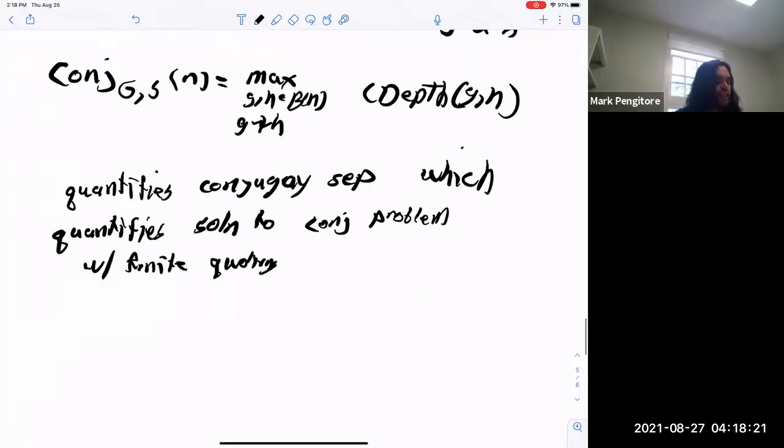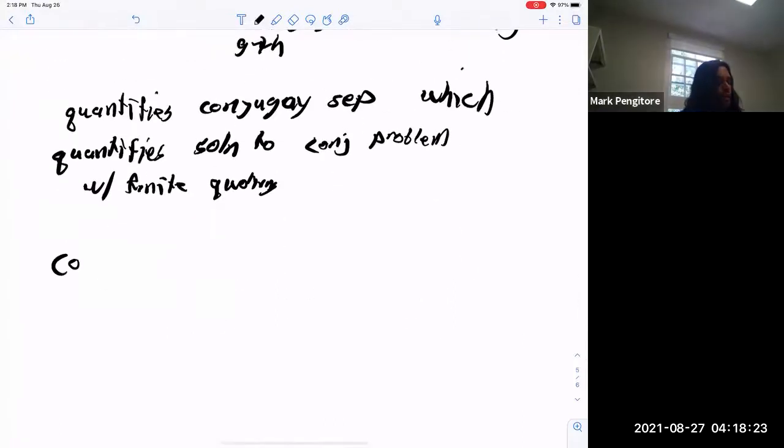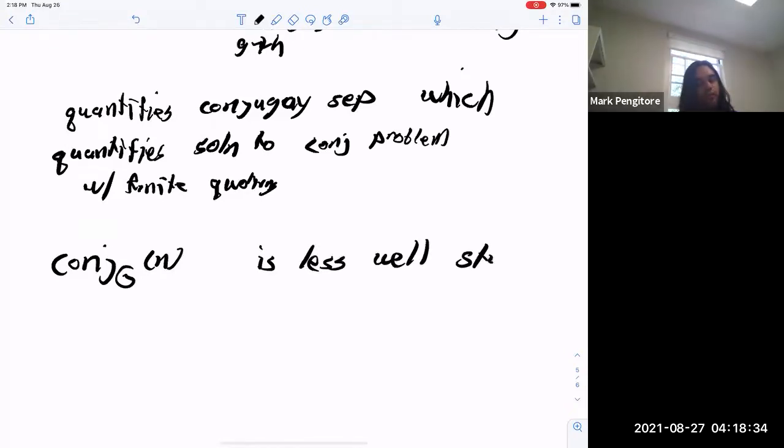Now, this function here, the conj function, is less well studied. However, there have been a number of results that have been coming out in the past 4 years or so, describing the behavior of this conjugacy separability function for different classes of groups that are of classical interest.